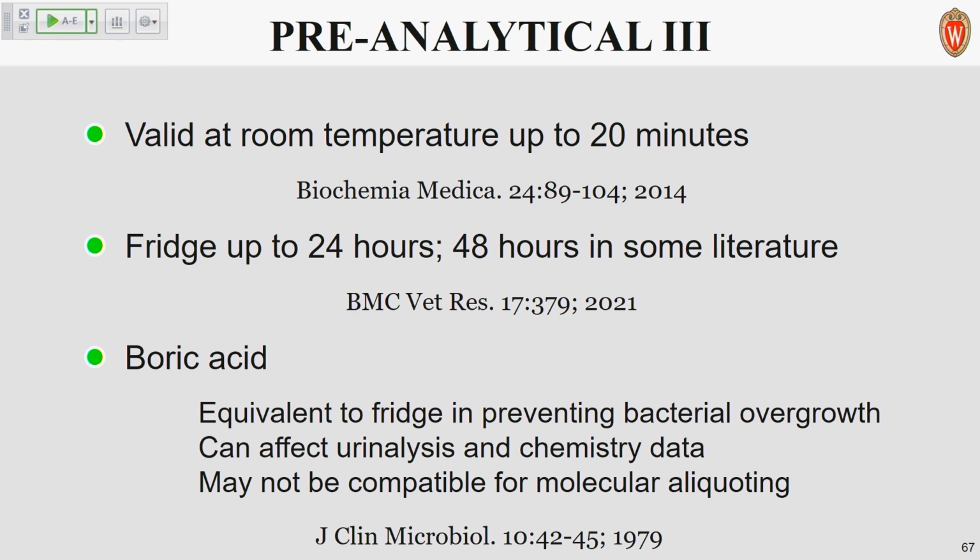There are some sites that add boric acid as a preservative. What I could find in JCM is that it is equivalent to refrigeration in preventing bacterial growth. Although if you're using that for your urinalysis, the boric acid can affect some of your chemistry or urinalysis data, and it may not be compatible for molecular type tests if you need those done on your urine. If you're a Panther user, you can't aliquot boric acid urine into a Hologic tube for STD analysis.